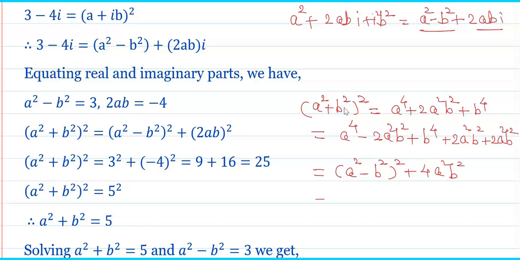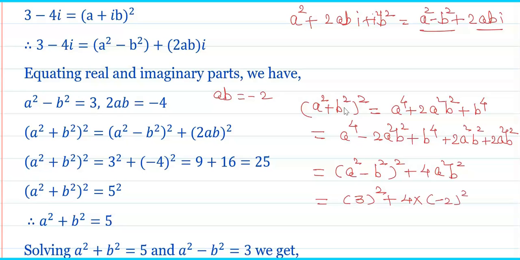Okay, now what is the value of a square minus b square? The value of a square minus b square is 3, in bracket square, plus 4 times. What is the value of AB? That is 2 times AB is equals to minus 4. It means that here AB is equals to minus 2. Okay, and here I will write minus 2.